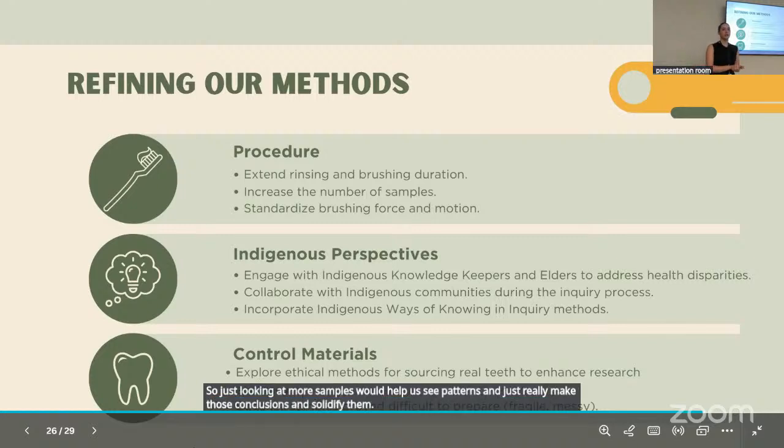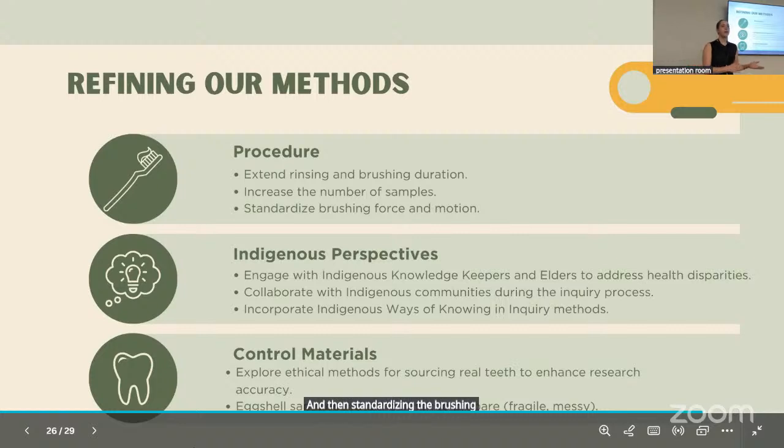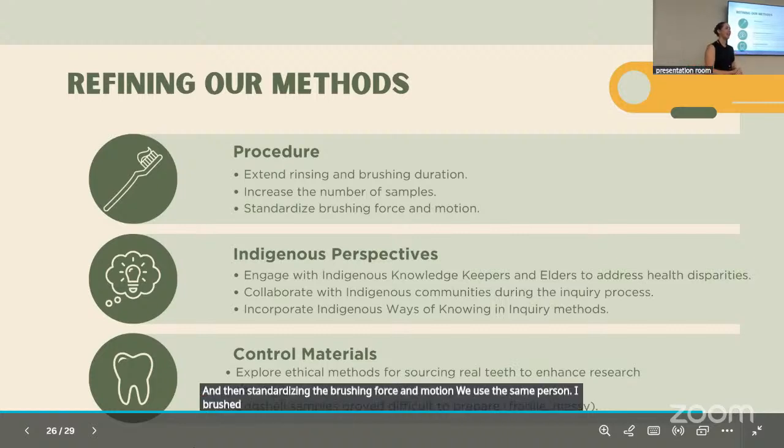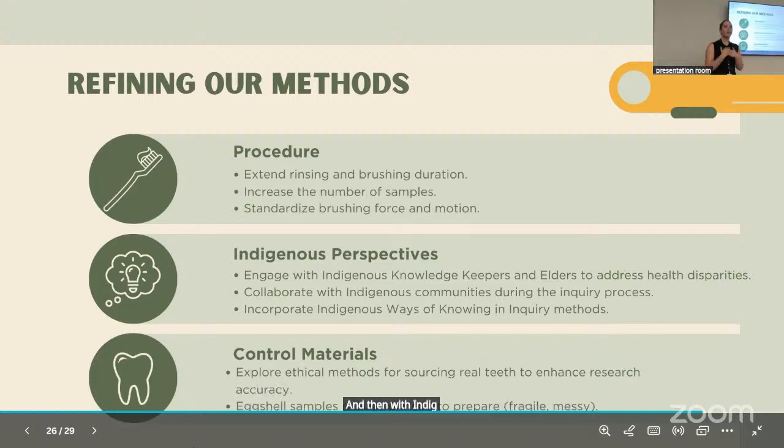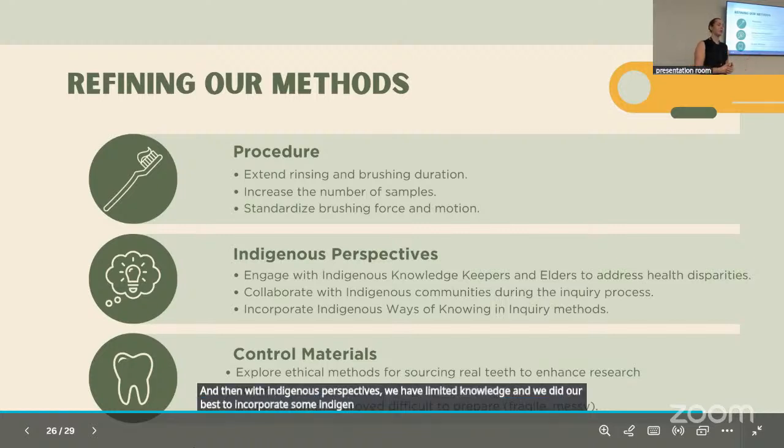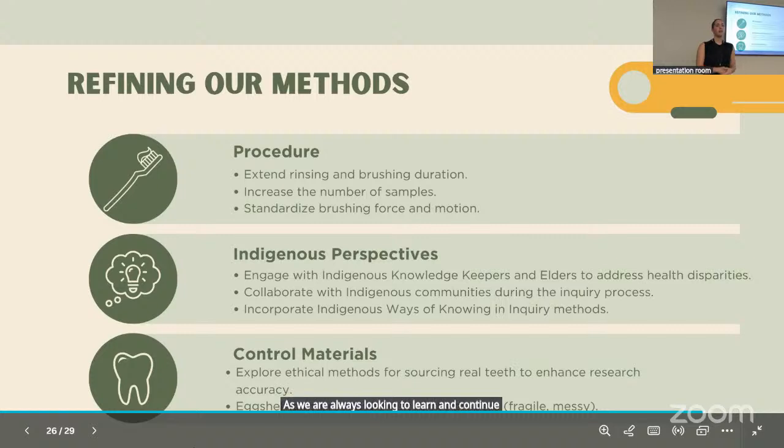And then standardizing the brushing force and motion. We used the same person. I brushed all the eggshells, but I'm a person, I'm human, I'm not perfect, so there will be discrepancies there. And then with Indigenous perspectives, we have limited knowledge, and we did our best to incorporate some Indigenous perspectives into our inquiry question, but really seeking out advice from elders and knowledge keepers to find inquiry questions that are relevant to them, and including Indigenous communities in the process and collaborating with them, as we are always looking to learn and continue incorporating voices and making sure that Indigenous voices are heard.